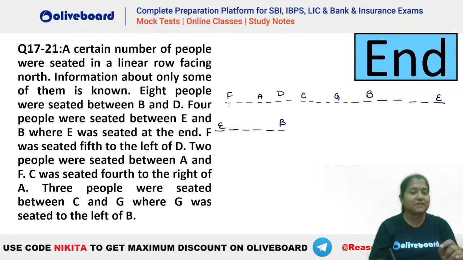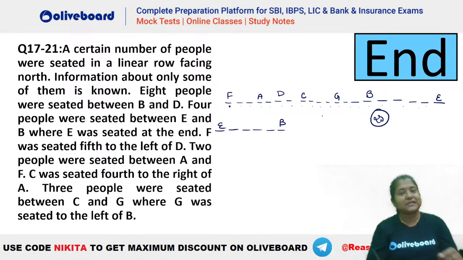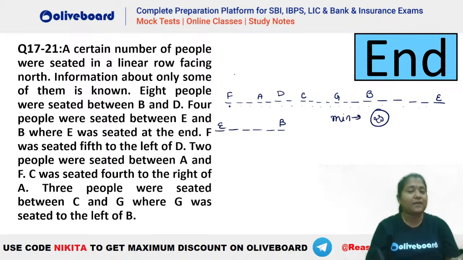Now how many persons are we getting in here? 1, 2, 3, 4, 5, 6, 7, 8, 9, 10, 11, 12, 13, 14, 15, 16, 17, 18, 19, 20. So we are getting 20 persons in this particular arrangement. But this is not the total number of persons. This is the minimum number of persons, right? Why? Because you can have more people towards the left of F. Because it is not known that F has to be the leftmost person, right? There can be more people towards the left of F.